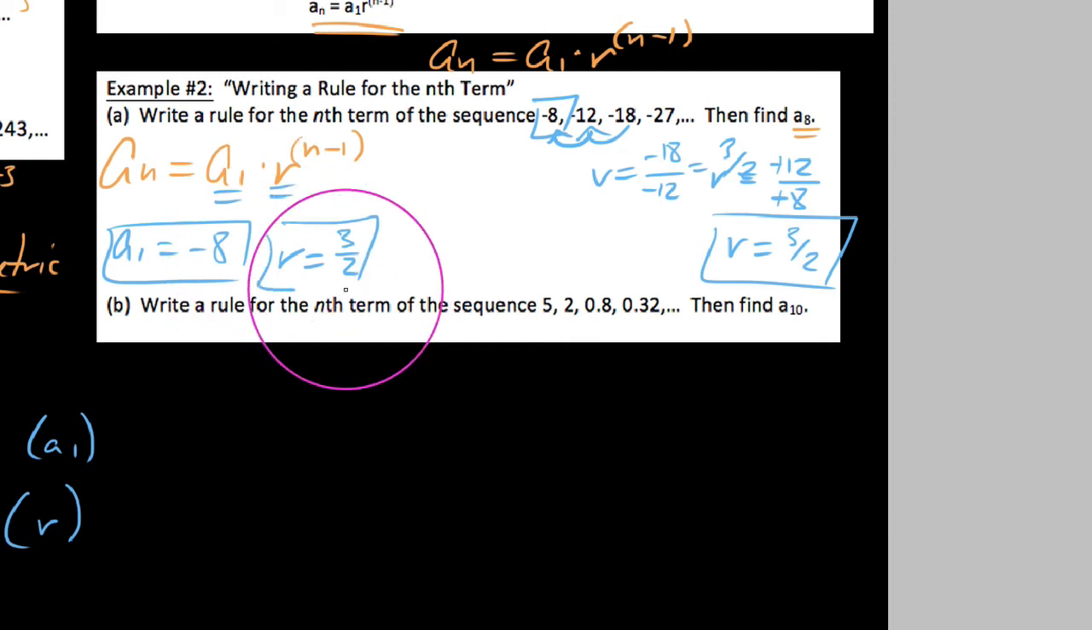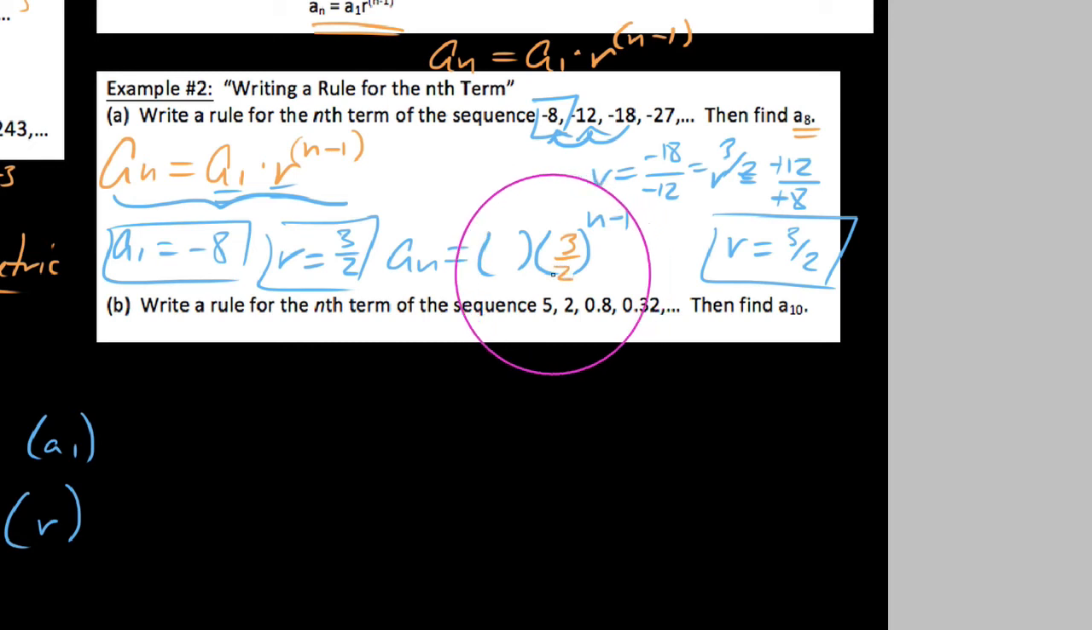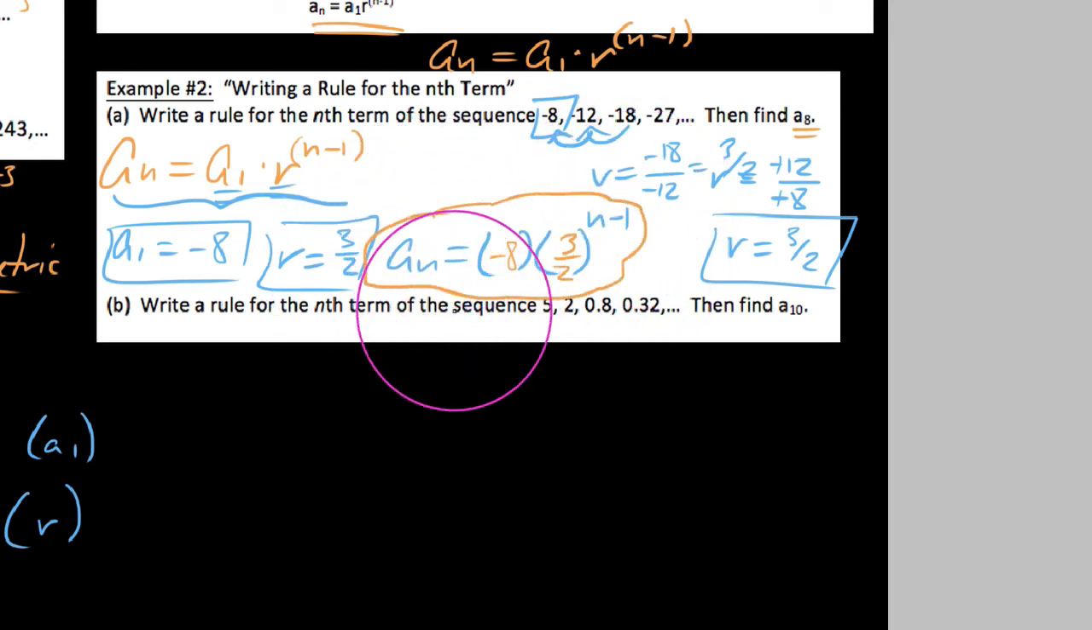So to write the rule of this, it actually is quite simple. We say the nth term of this, and I'm just getting this from right here, is equal to my first term times r to the n minus 1. And we'll just put these in. We say r is 3 halves, and my first term here is -8. This seriously is all the rule is. You don't even need to simplify. You can't.